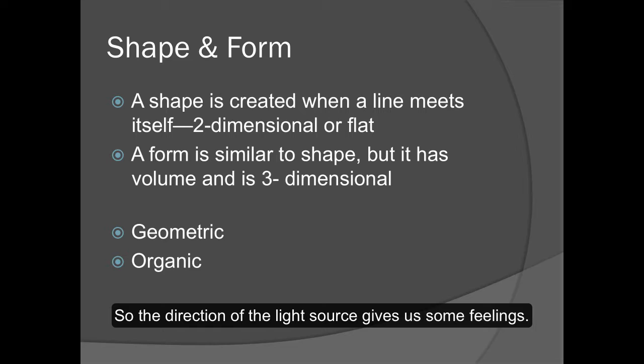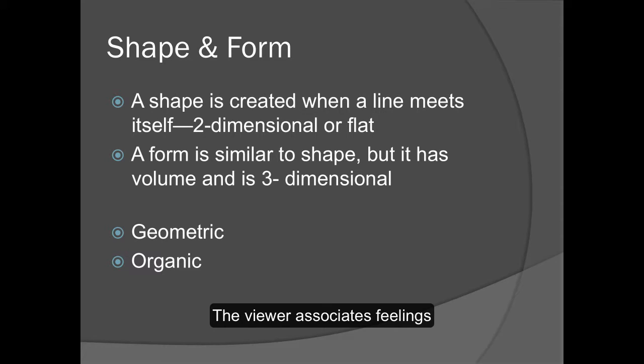So the direction of the light source gives us some feelings. The viewer associates feelings with that direction of light source. Also, how gentle the light is or how abrupt it is. And we see that in the gradients, or that area from light to dark. Is it very harsh, or is it just a smooth, soft? So all of that kind of plays a role in that reaction from your viewer.